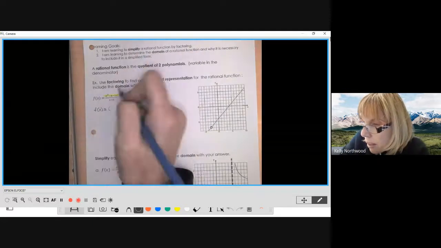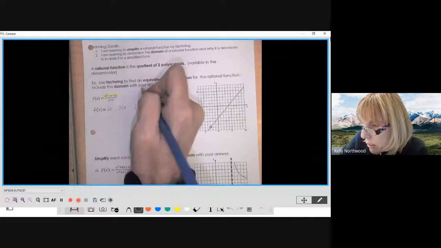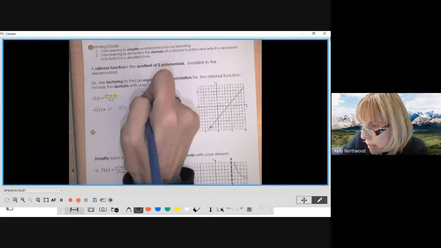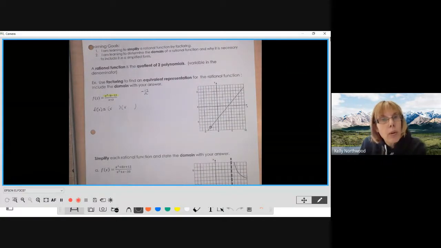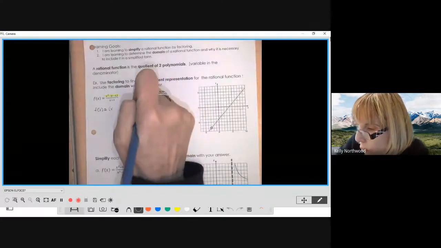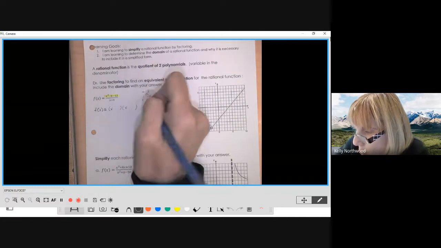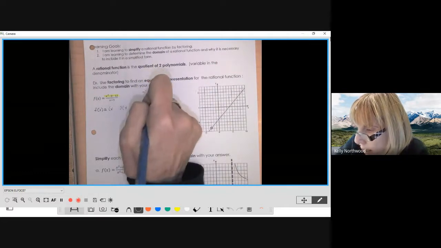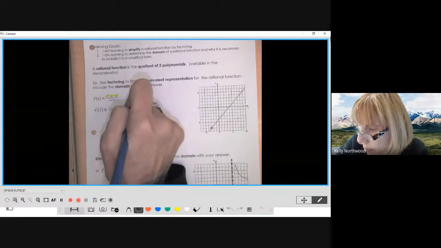We know there's going to be an x at the start of each bracket to get the x squared. Then I'm looking for two numbers that multiply to negative 12 and add to negative 1. So we know one's positive, one's negative, and the bigger one's going to be negative. 1 and negative 12, no. 2 and negative 6, no. 3 and negative 4, yes. So x plus 3 and x minus 4.